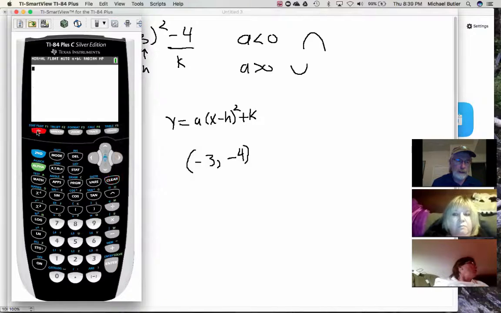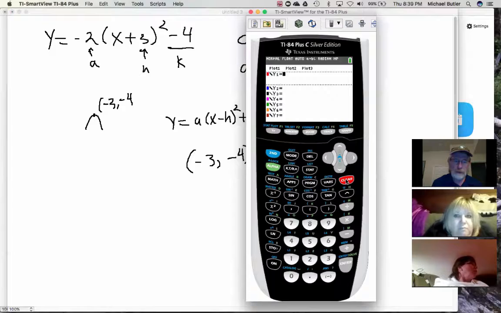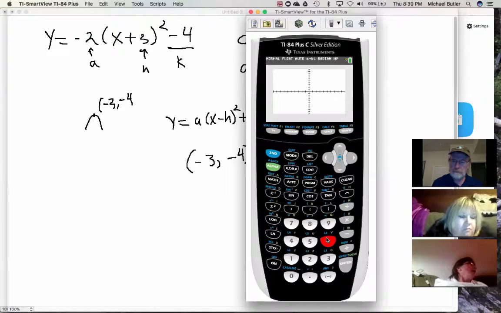So we're going to go into y equals, move it over here. Let's clear out all the craziness I've got in there. And let's put in -2 parentheses x plus 3 squared minus 4. I don't know any better, so let's do a zoom and a 6. Oh, there's my parabola.